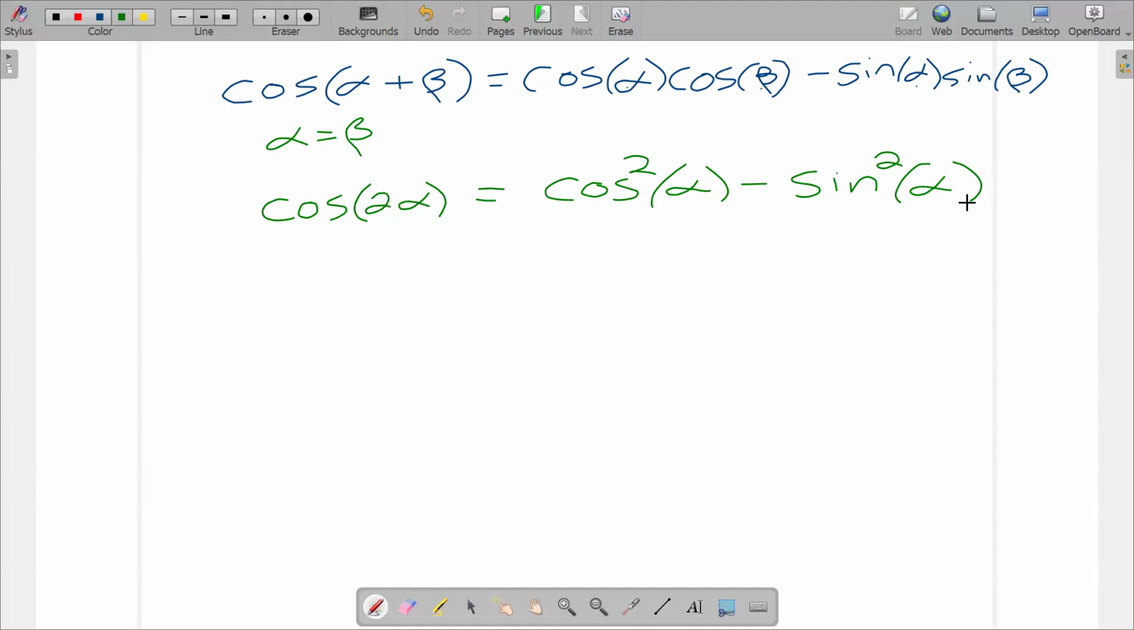This is what's called the double angle formula. So if we're given the double of some angle, we can rewrite it in terms of half that angle.